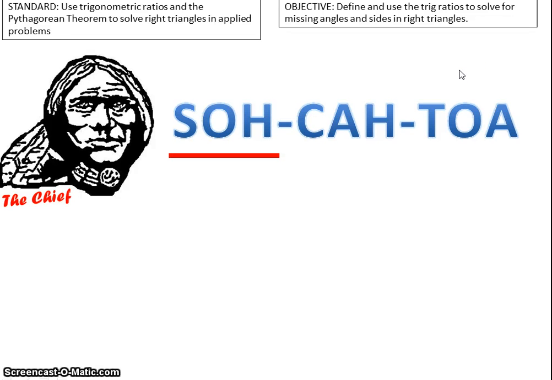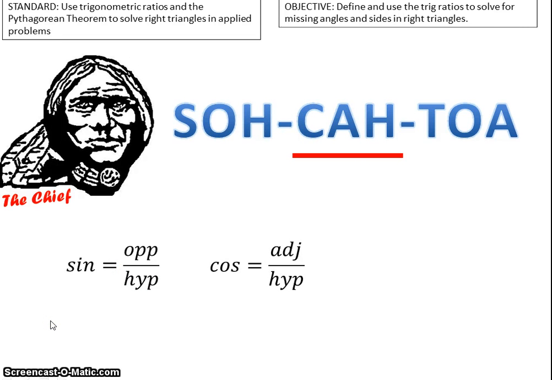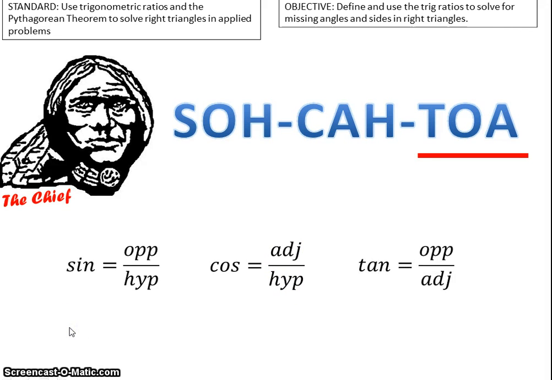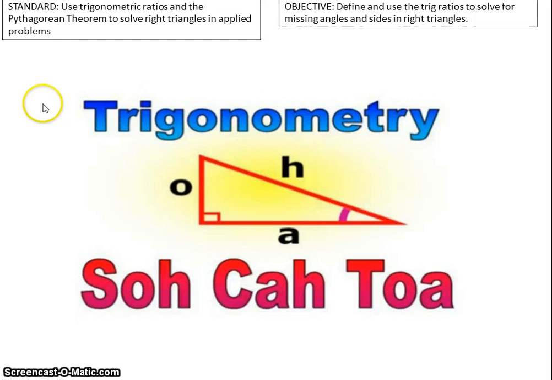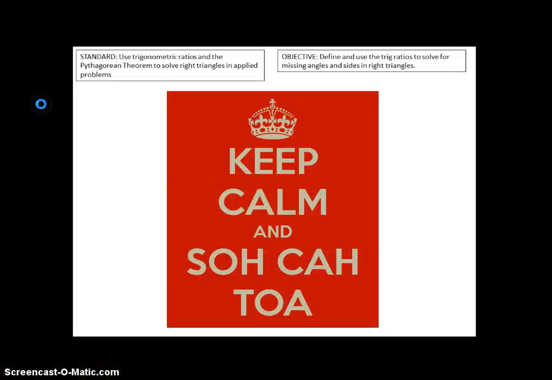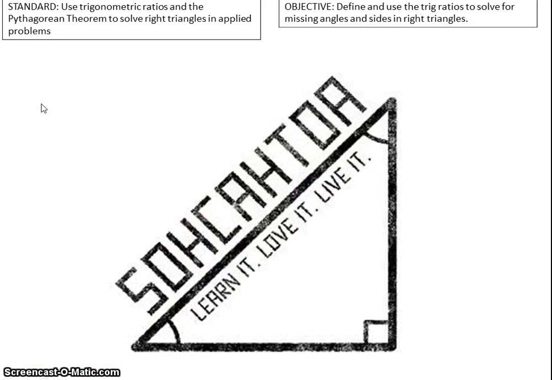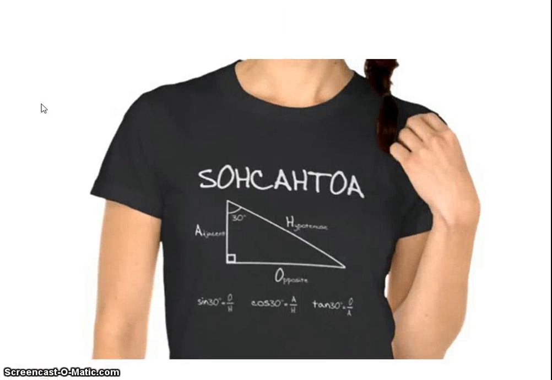So the first part is SOH, S-O-H. That stands for sine is equal to the opposite over the hypotenuse. The next part, CAH, is cosine is equal to the adjacent over the hypotenuse. And then lastly, TOA is tangent is equal to the opposite over the adjacent. It's a real simple way to remember this. It's pretty much universal, and everybody in math is going to know SOHCAHTOA. So you can learn it, love it, live it, and maybe even buy the t-shirt. SOHCAHTOA will help you in many ways.